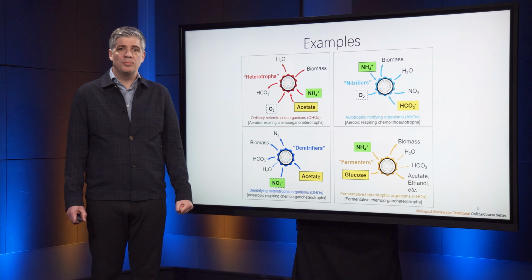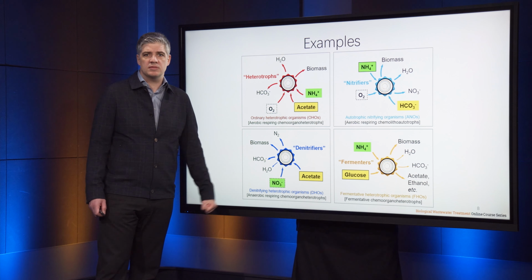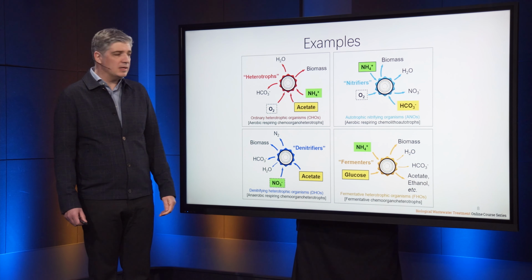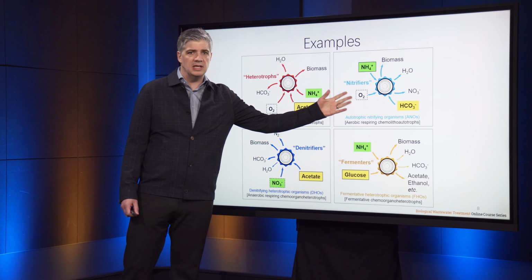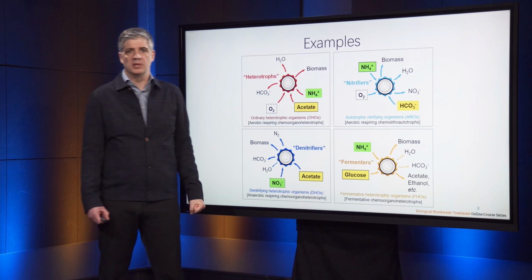Different organisms compete for the same resource. Heterotrophs and denitrifiers compete for the electron donors and carbon source. Heterotrophs and nitrifiers compete for the electron acceptor, oxygen, and the nitrogen source, ammonium.